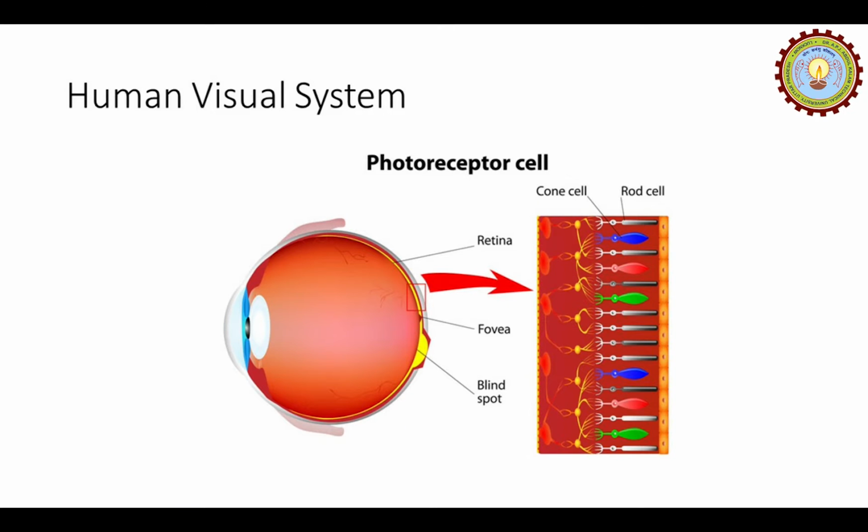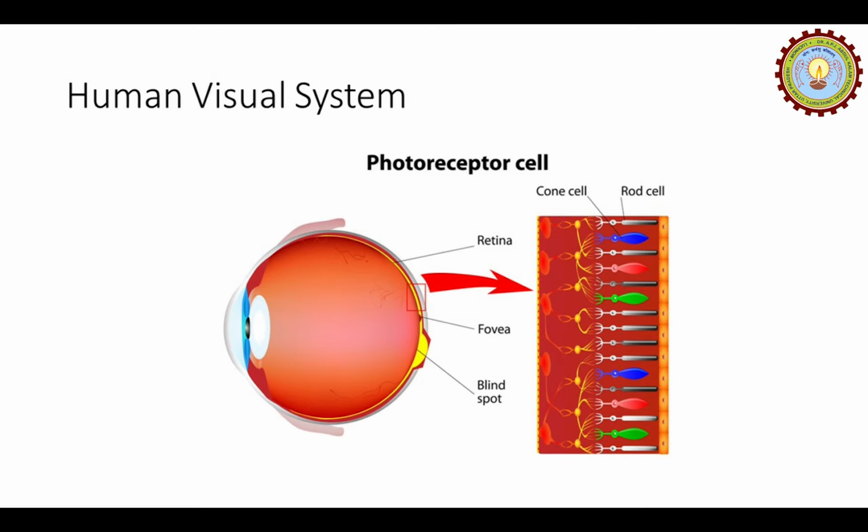Now let's try to understand some of the most important components. I'm not going into in-depth details of the human eye and the human visual system, but I want to talk about two components over here, one being the rods and the other being the cones.